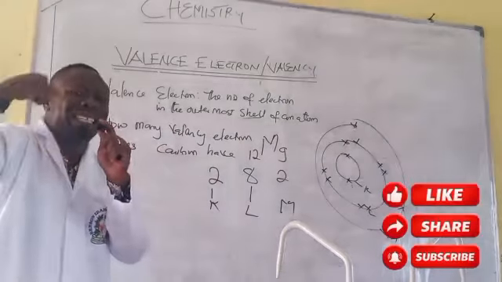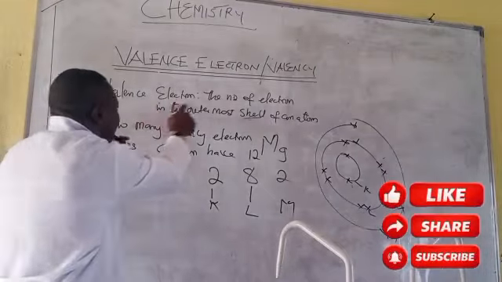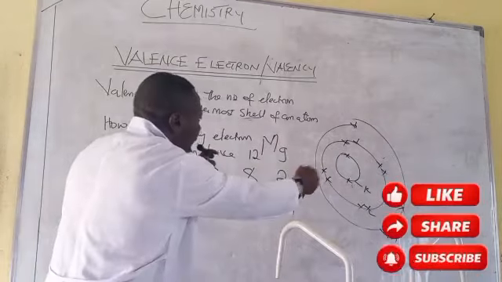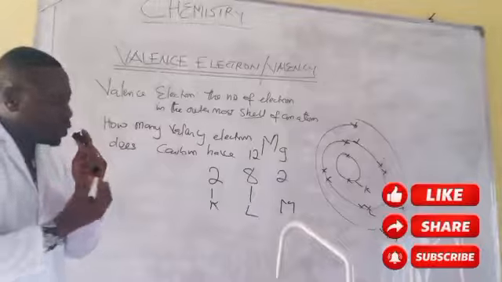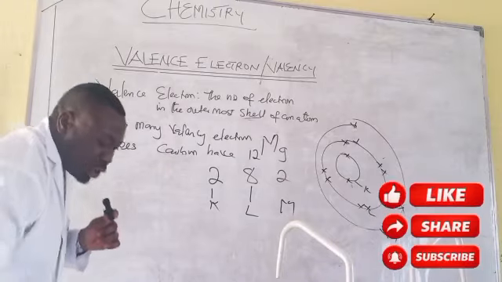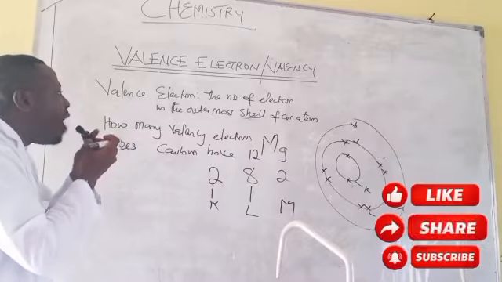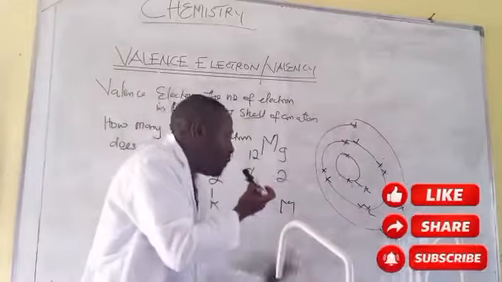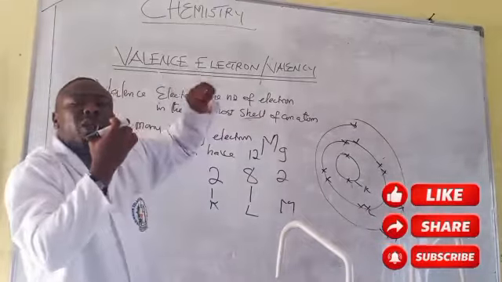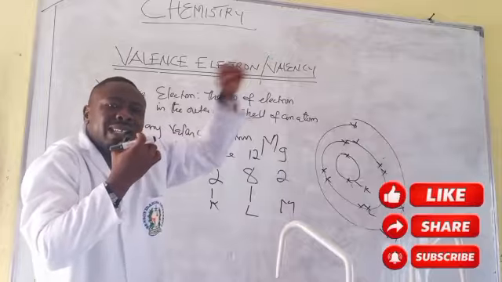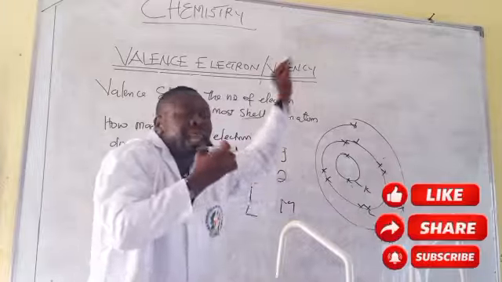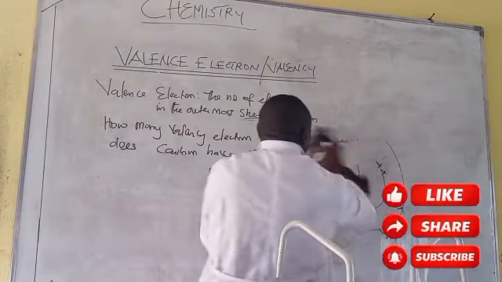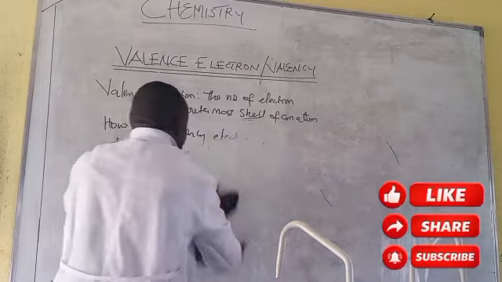The 2 electrons in the outermost shell are called your valence electrons. So you can see, valence electrons are the number of electrons in the outermost shell of an atom. If you draw your configuration, the electrons in the outermost shell tell you the valence electrons. Let me do one last example for you to understand.